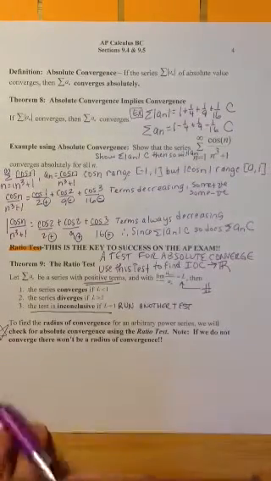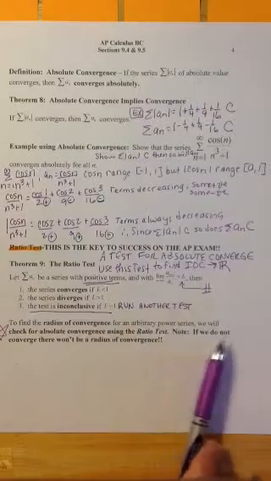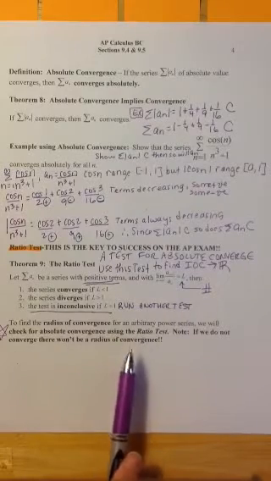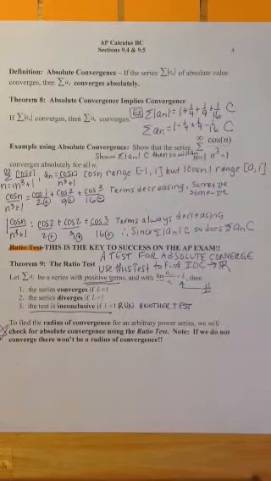So again, a repeat of what I said above. To find the radius of convergence for an arbitrary power series, we will check for absolute convergence using the ratio test. If we do not converge, there will be no radius of convergence. So this ends video 2, and we'll continue on with page 5 in video 3.